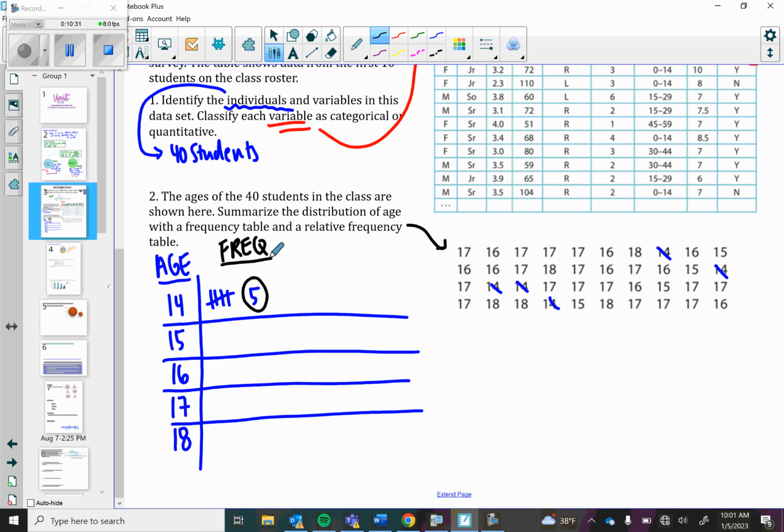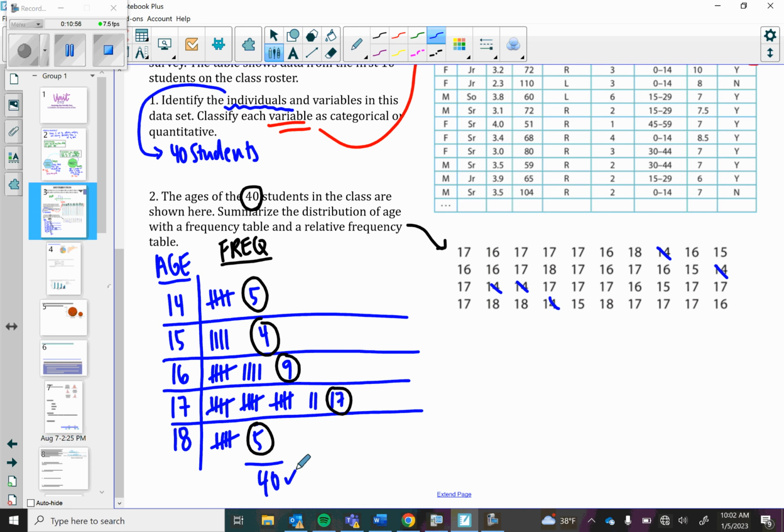Take a moment, pause the video if you'd like, go through and figure out how many students were 15 years old, 16 years old, 17, and 18. I went through and counted how many students were of each age and got these for my frequencies, how often it happened. One way you can double check that you're correct is we know that there are 40 students. If I sum up all these frequencies, I get 40, so I should feel very happy with myself.